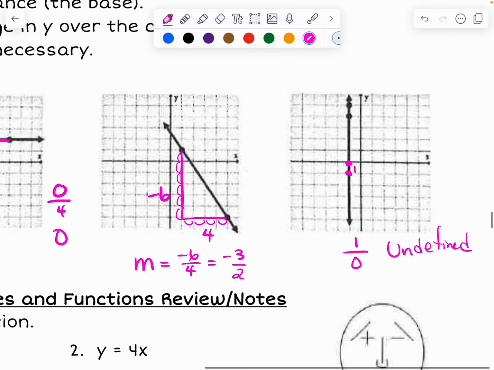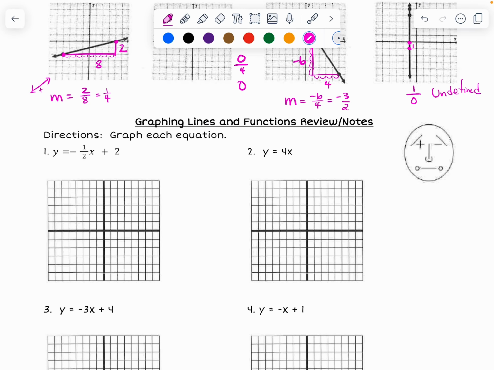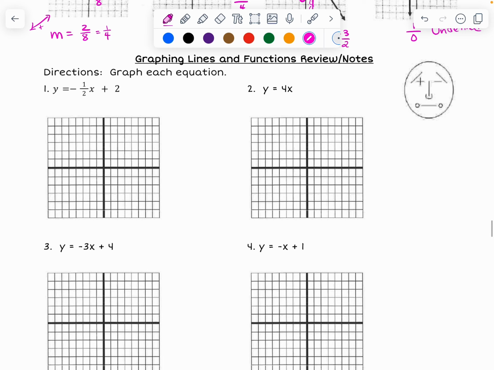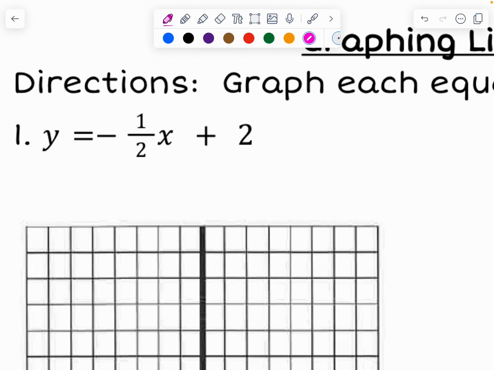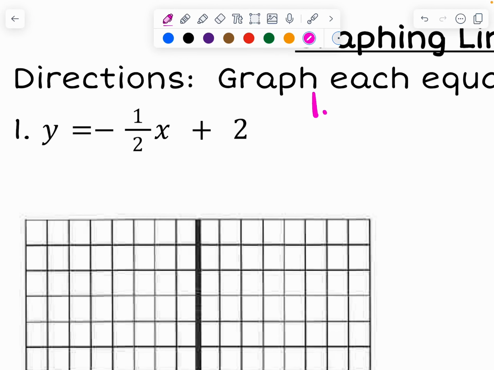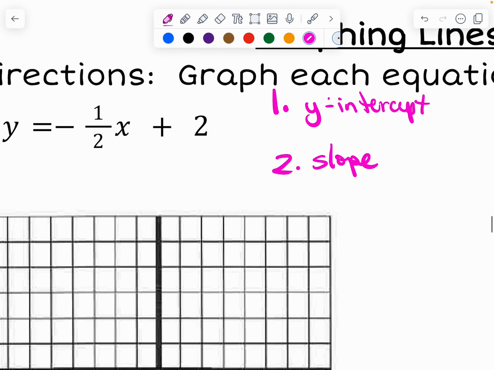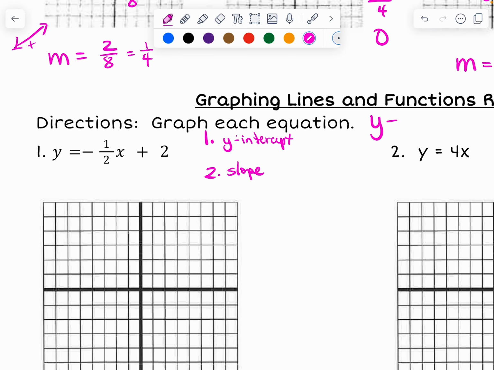I would unalive myself. Okay, so now we're going to take what we just did, talking about slope, and now we're going to go into graphing it. So the number one thing I need is my y-intercept. Second thing I need is my slope. So when we're doing this, y equals mx plus b. So I need the number that's the constant that's sitting by itself first.